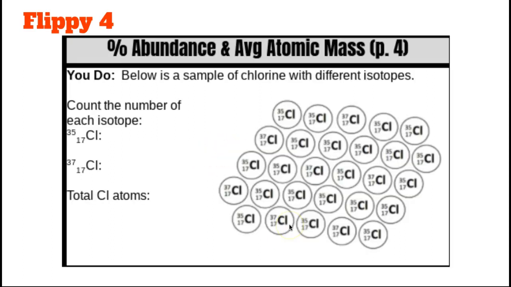We're going to do another example, and this is going to be with chlorine. Here we didn't color code, but what you see is 35, so we have a number of chlorines with a mass number of 35, and a number of chlorines with a mass number of 37. If we count these, we had 21 atoms with a mass number of 35, and 7 atoms with a mass number of 37. So we get the total number of chlorine atoms by adding them together. 21 plus 7 is 28.